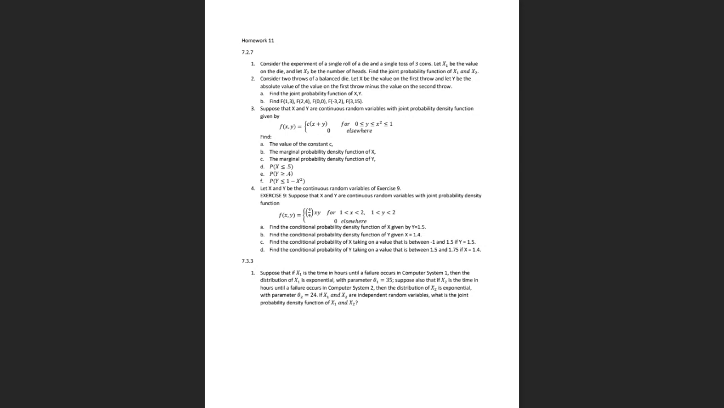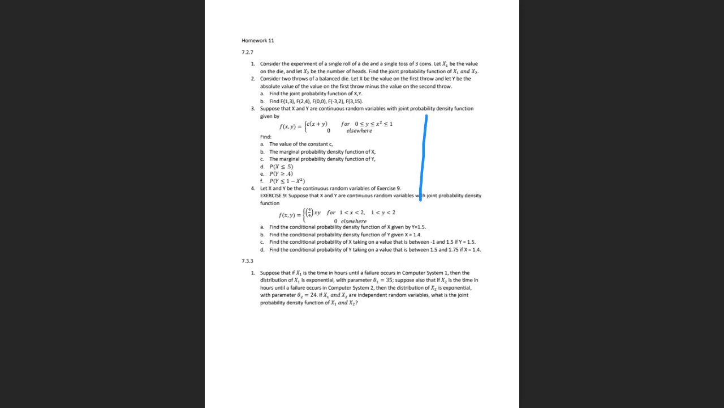Okay, so part A says find the value of the constant C. Suppose X and Y are continuous random variables with joint probability density function given by that function. Find the value of the constant C. What we know about a PDF is that we should get the number 1 if we integrate over the entire space. So our space is 0 less than or equal to y less than or equal to x squared less than or equal to 1.